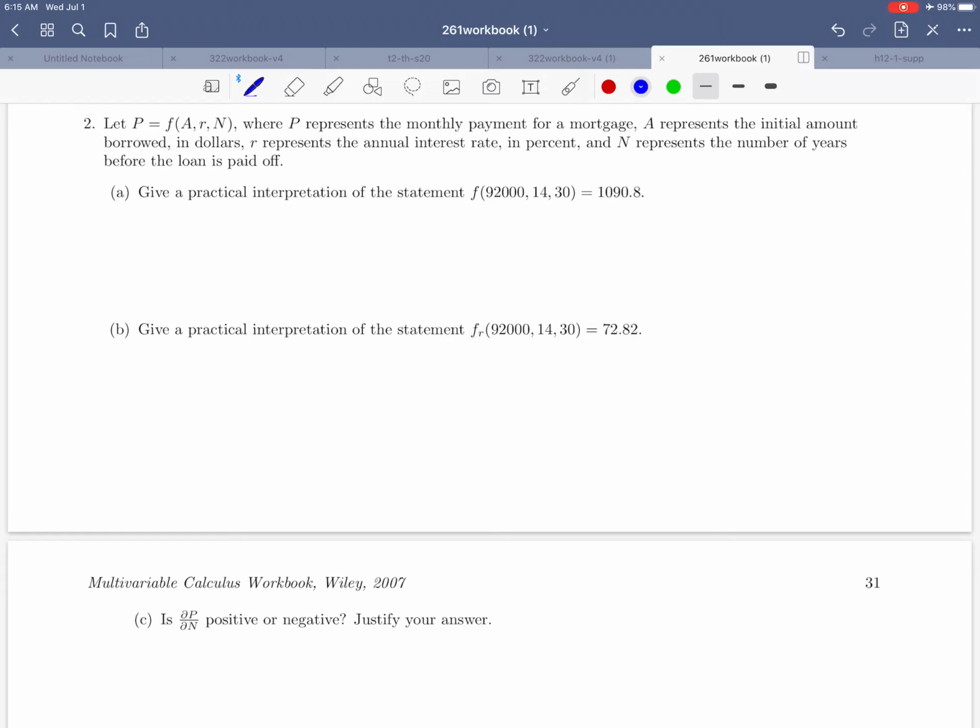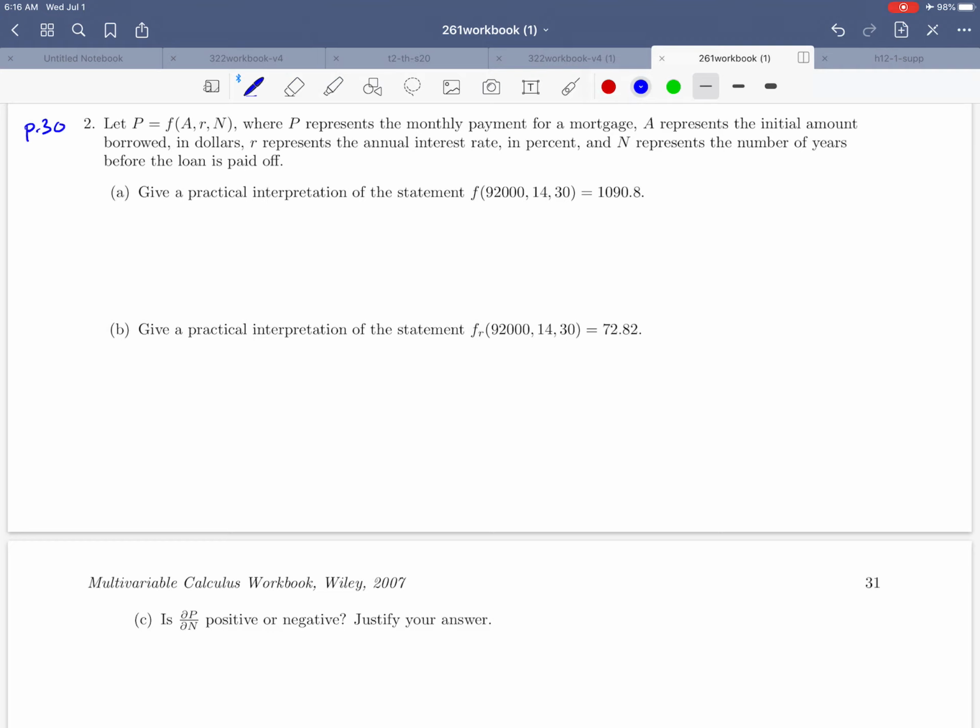Hello everybody and welcome to exercise 2 on page 30 of the workbook. This problem is about finding rates of change in a qualitative setting. Let's read this question together.